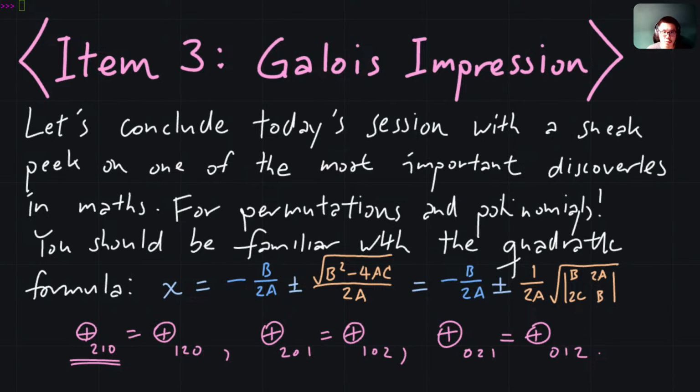So let's conclude today's session with a sneak peek on one of the most important discoveries in maths, for permutations and polynomials, and that is what Galois is about. Just as how Lie groups are about differential equations, and then it happens that it has to do with continuous symmetries like rotations in 3-space. Galois is for permutations and polynomials, and we have already seen the applications of permutations.